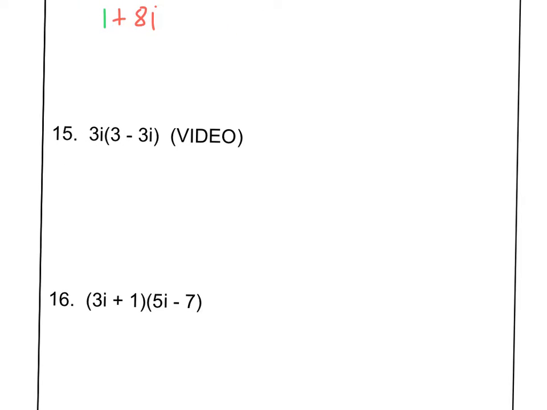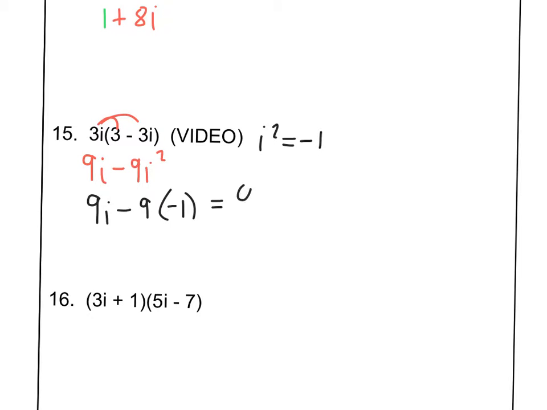Number 15. Let's do some distribution. 3i times 3 is going to be 9i. 3i times -3i is minus 9i squared. i squared is always going to equal negative 1. So I could write this as 9i minus 9 times negative 1, which is the same thing as 9 plus 9i.